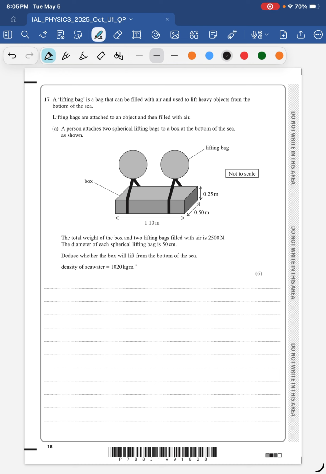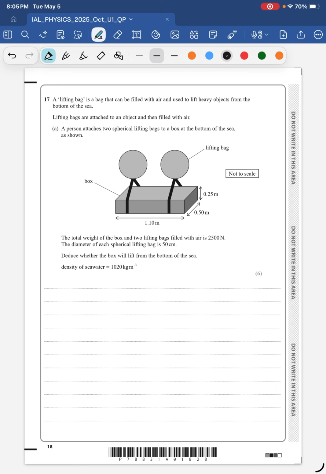So anyway, a lifting bag is a bag that can be filled with air and used to lift heavy objects from the bottom of the sea. It's brilliant, I have to say, but I never heard of it before. So lifting bags are attached to an object and then filled with air. A person attaches two spherical lifting bags to a box at the bottom of the sea as shown.